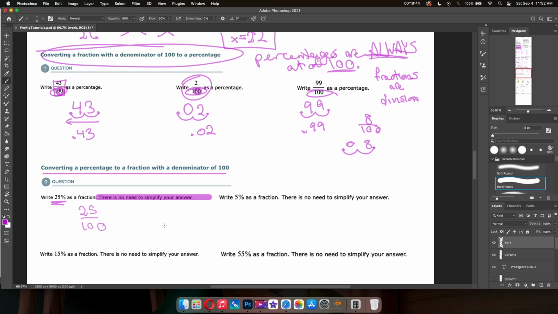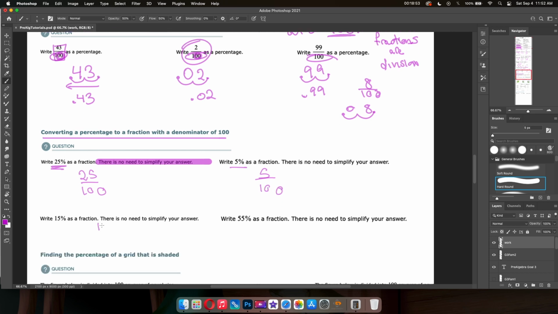And literally, that's all I need to say. This is a fraction, so it's 5. It's always out of 100, so 100. 15 as a fraction is 15 out of 100. 55 as a fraction, guess what? Out of 100. That's all you're doing when you're converting it.